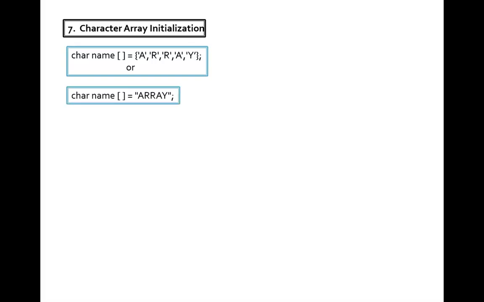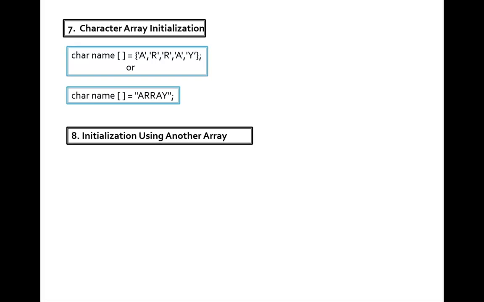Right? Number 7 is character array initialization. There will be a separate video for characters and strings. To make things very simple, I have chosen a very simple example here. Look at the array. The name of the array is name, which is of type character, and I have not specified the size. So 'A', 'R', 'R', 'A', 'Y'. All characters are given inside single quotes. Or I can do it like this too: "ARRAY" inside double quotes. It could be a string or it could be a character array.